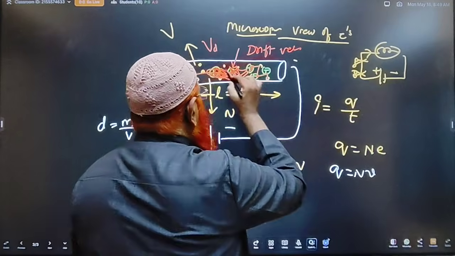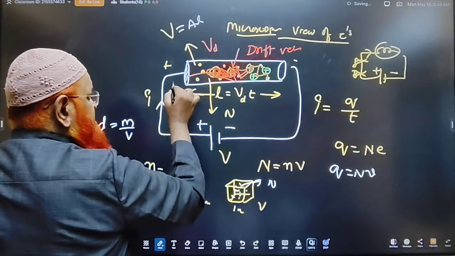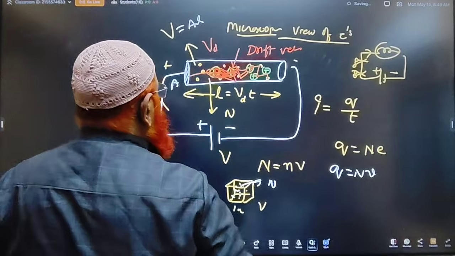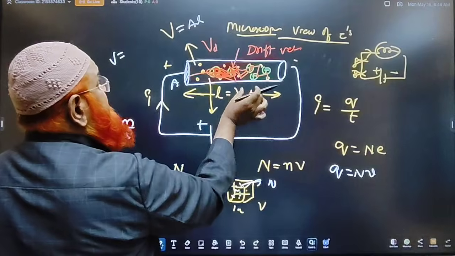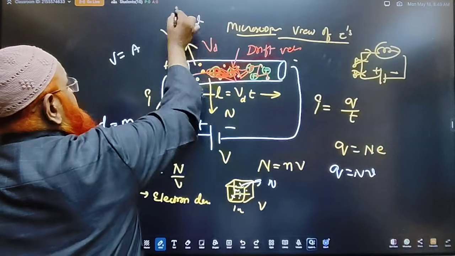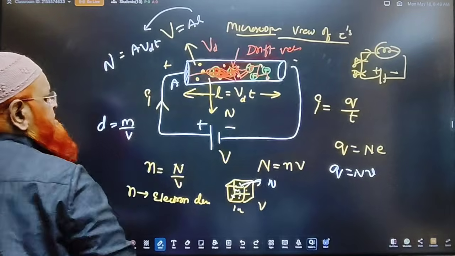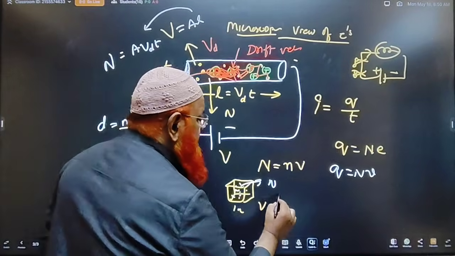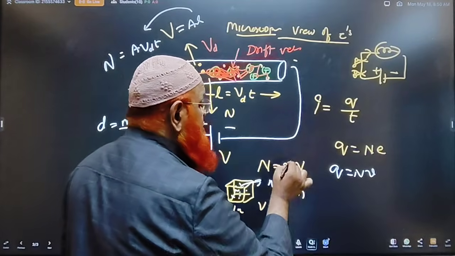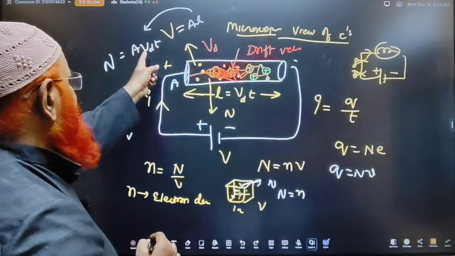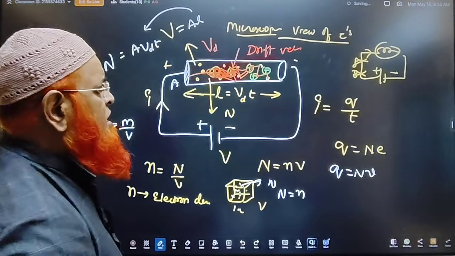What is V here? You know, volume is nothing but area into length. This is the cross sectional area of a wire, and this is going to be the length of a wire. So volume is equal to area into length, and I told you length is nothing but drift velocity into time. So instead of length I'll write drift velocity into time. Capital N is equal to small n into volume. Volume means area into length. Length means velocity into time. So instead of capital N, you have to write all this.